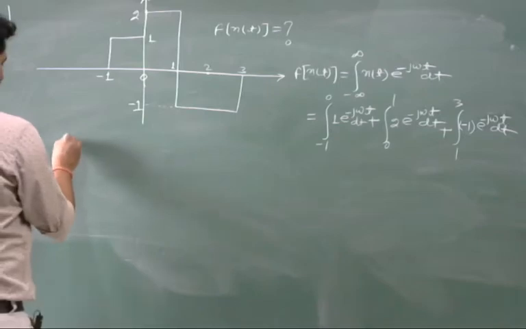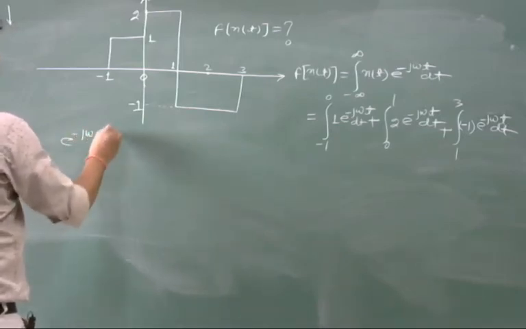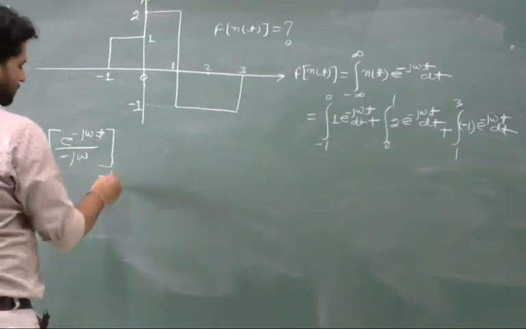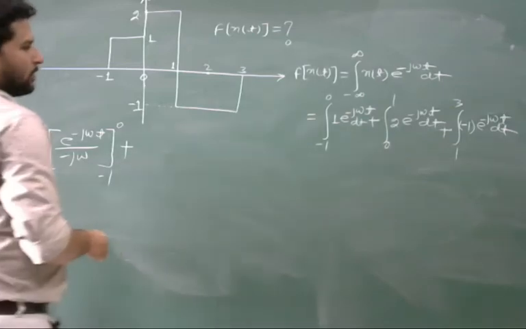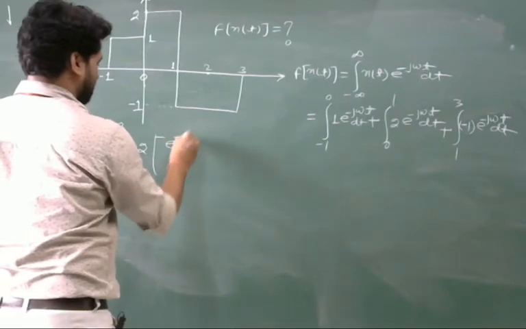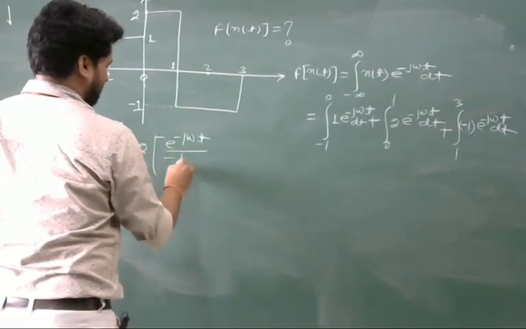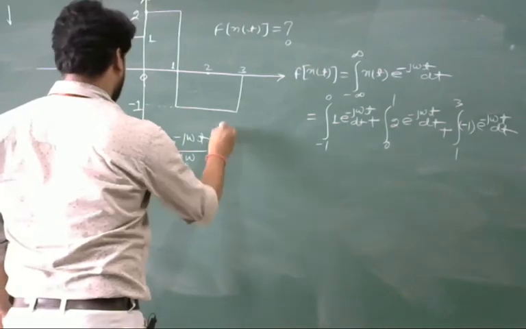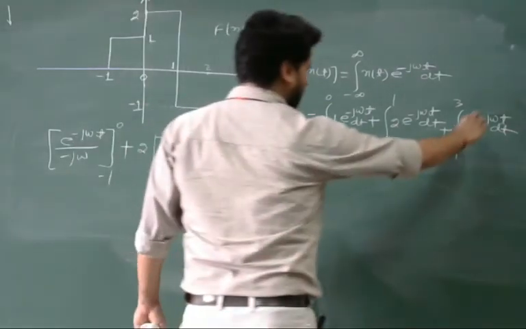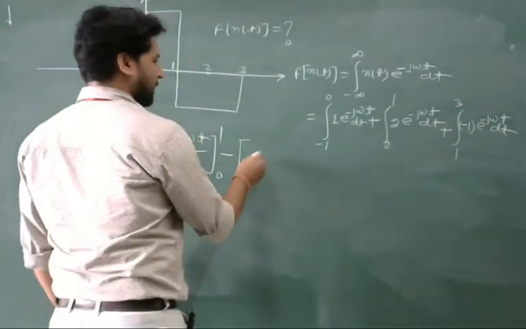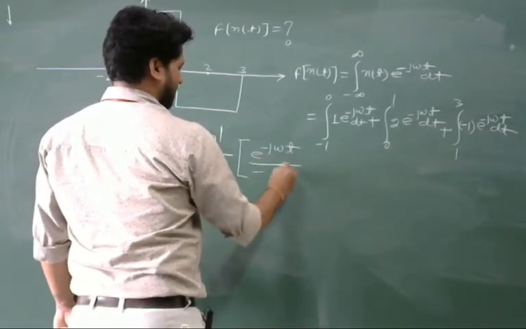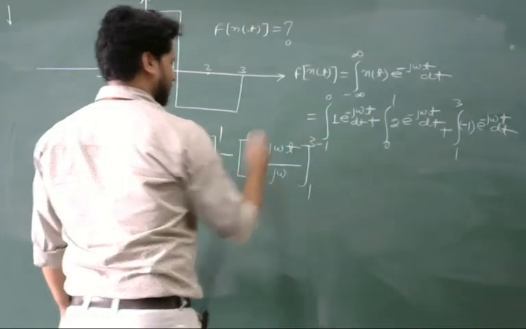This will become e power minus j omega t upon minus j omega, limit is from minus 1 to 0, plus 2 times e power minus j omega t upon minus j omega, limit is from 0 to 1, minus, because the value of the signal is minus 1 here, so I will write minus here. This will become e power minus j omega t upon minus j omega, where limit is from 1 to 3.